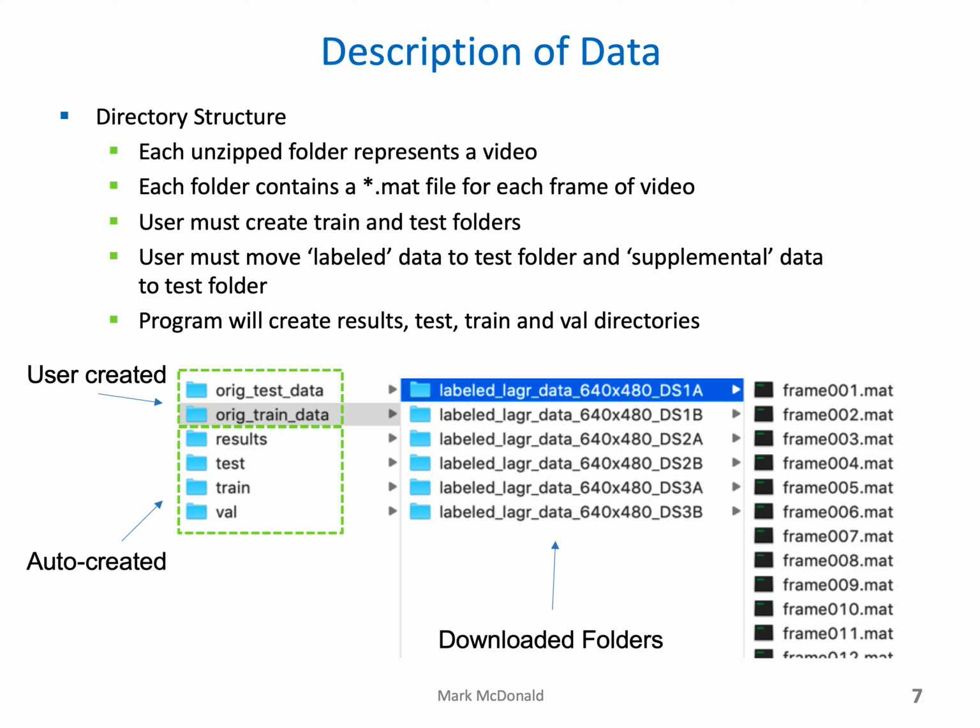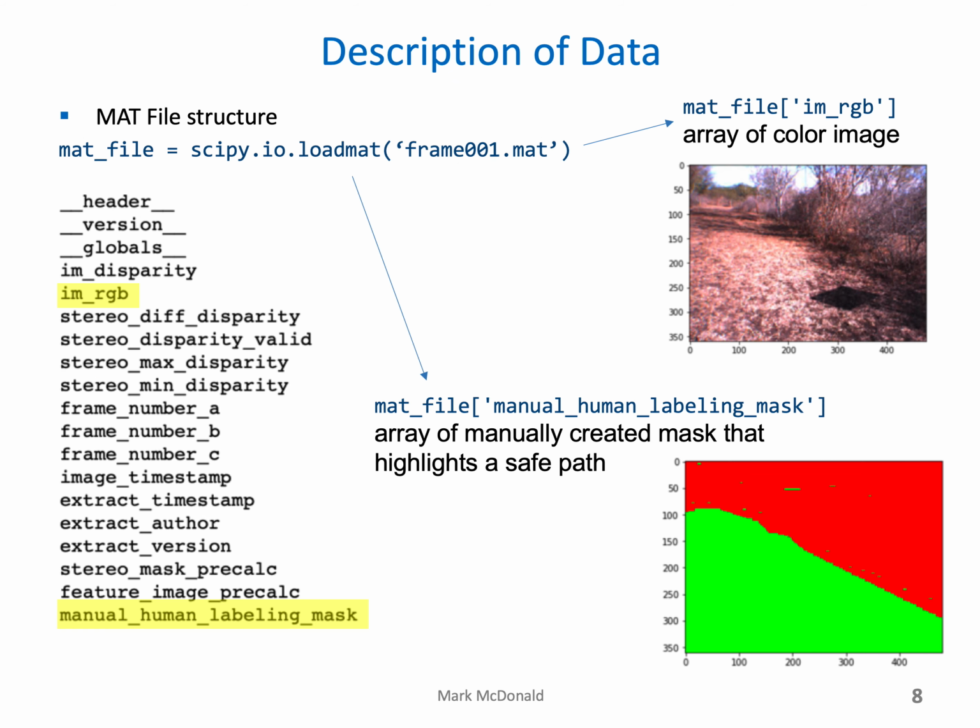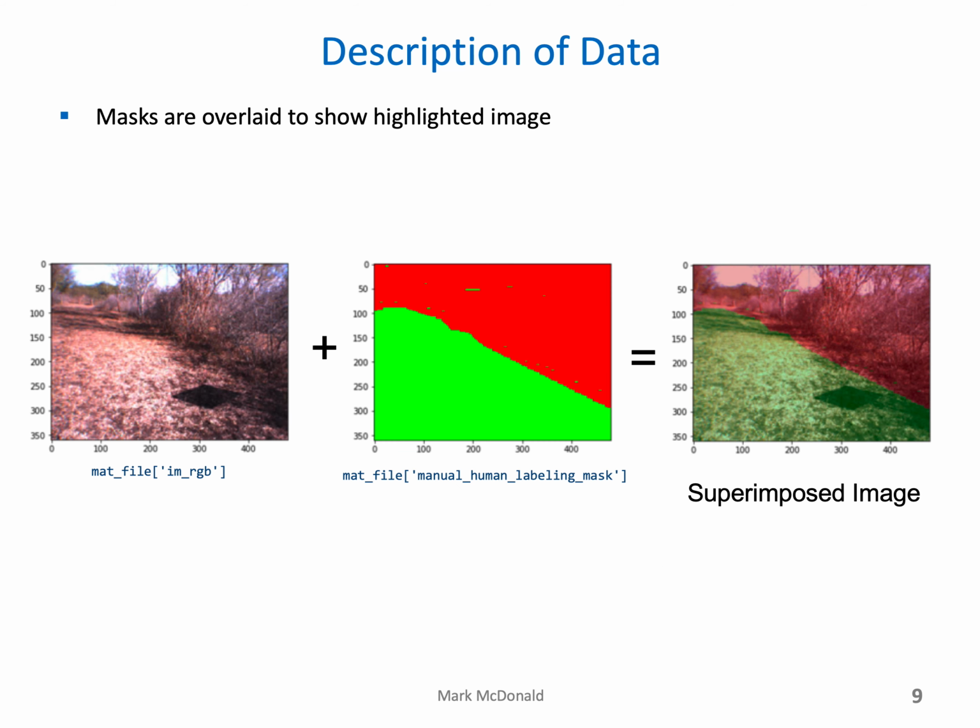You'll notice that in the example shown here, the downloaded folders include a series of frames, as mentioned, in a map file format. This format is essentially a data dictionary that includes a couple of arrays that we're particularly interested in. One of them is the image array, and the other one is the mask. The image and the mask are overlaid on each other to create a superimposed image. The example here is from the manual mask that's created for the test data, but our model that we'll develop will create its own mask that will be overlaid on a test image to create a superimposed image.